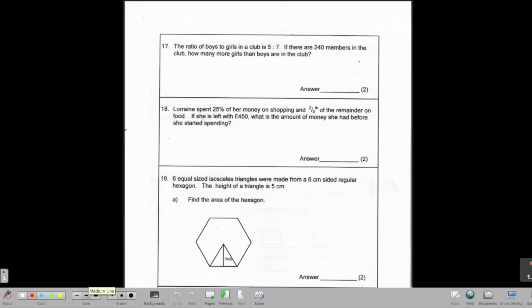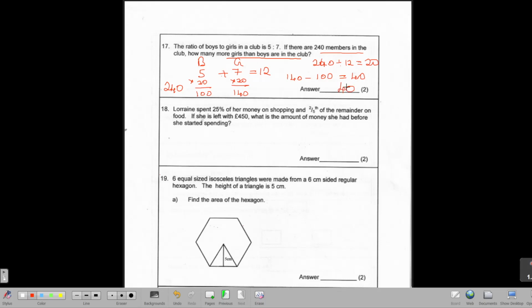The ratio of boys to girls in a club is 5:7. There are 240 members in the club. How many more girls than boys are in the club? So we add them together, that's 12. 240 divided by 12 is 20. So you times it by 20, 100 boys. You times it by 20, 140 girls. So the difference between boys and girls is 40.